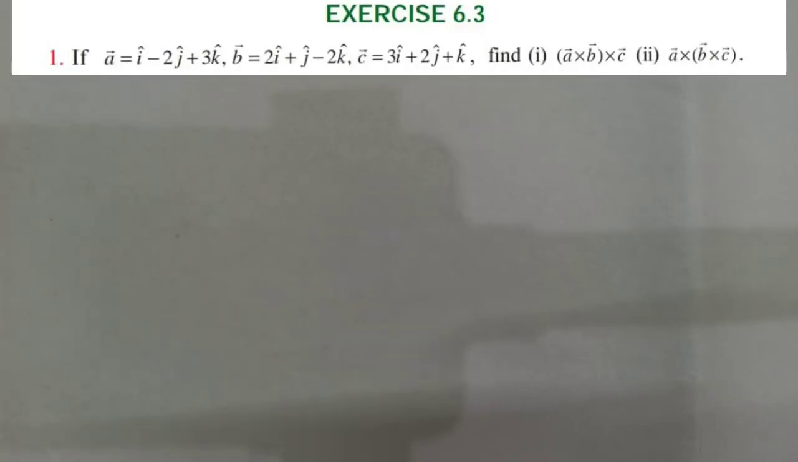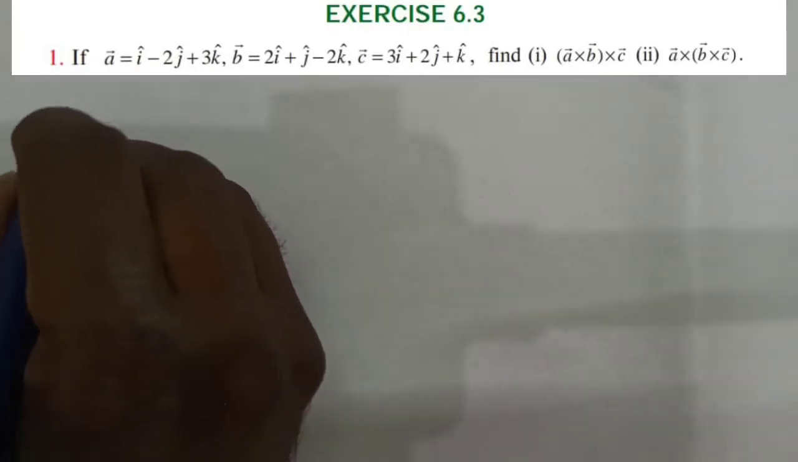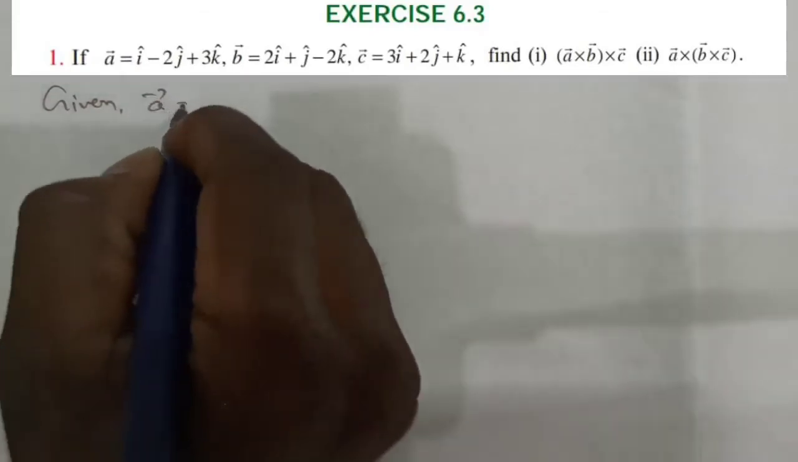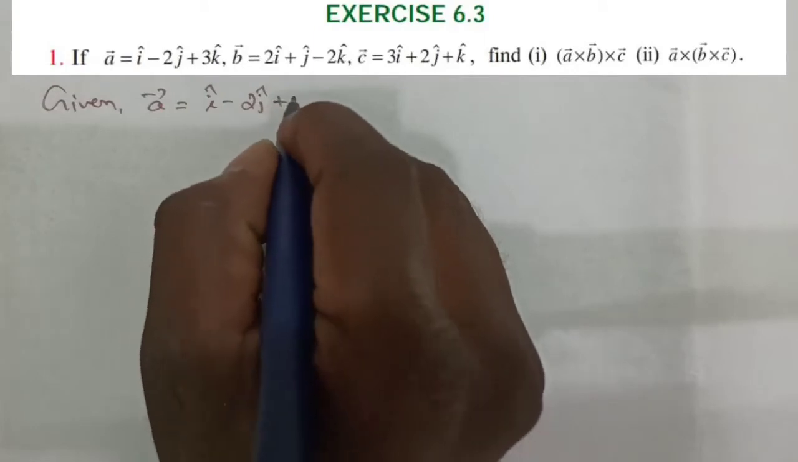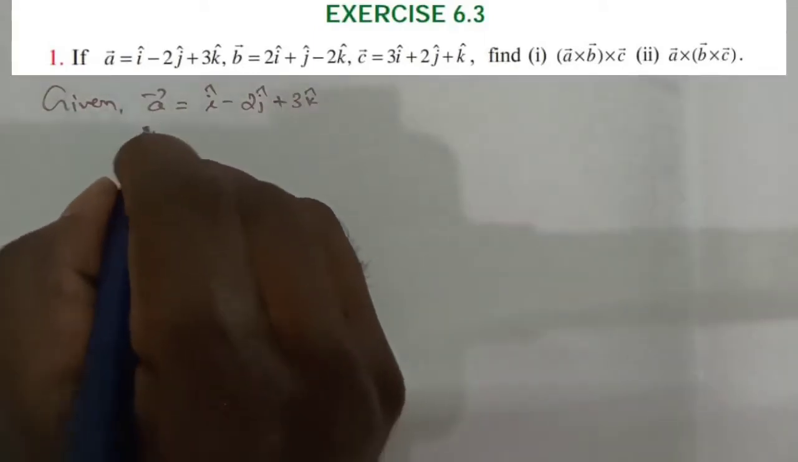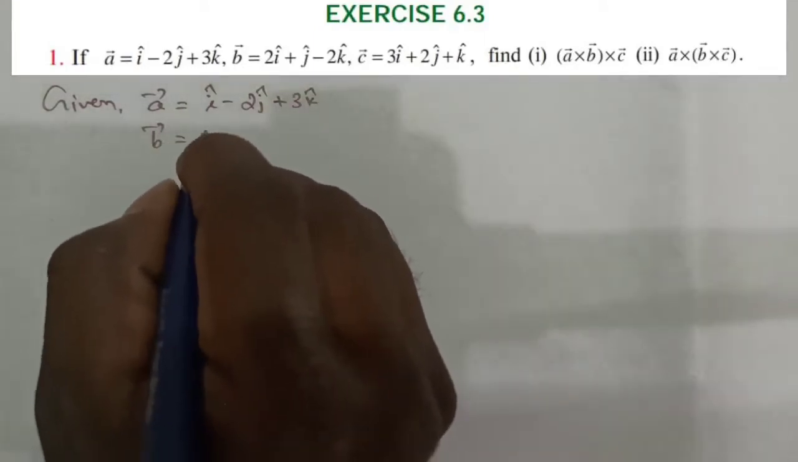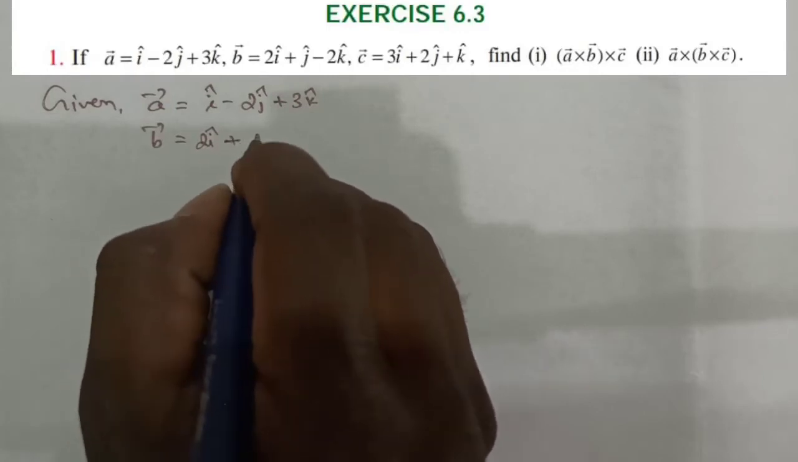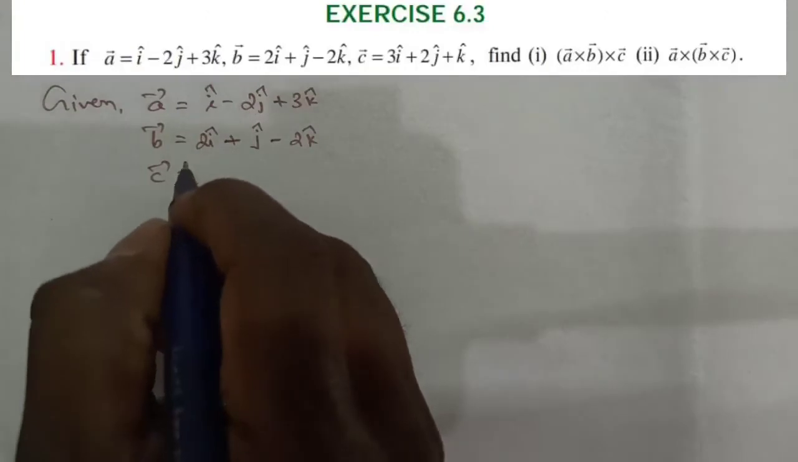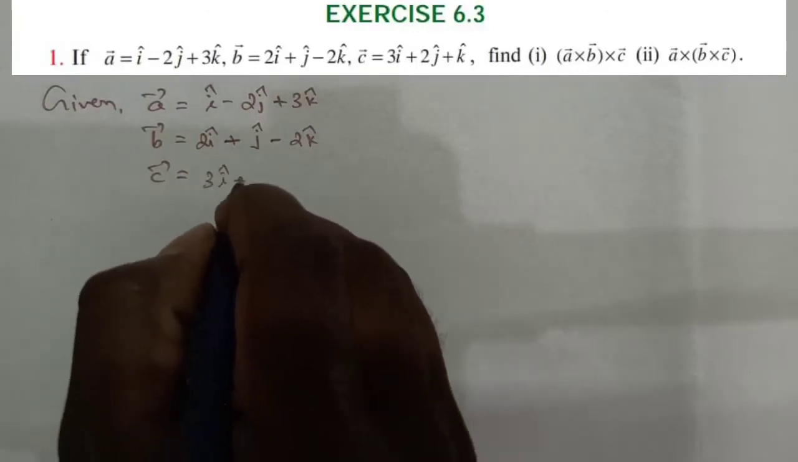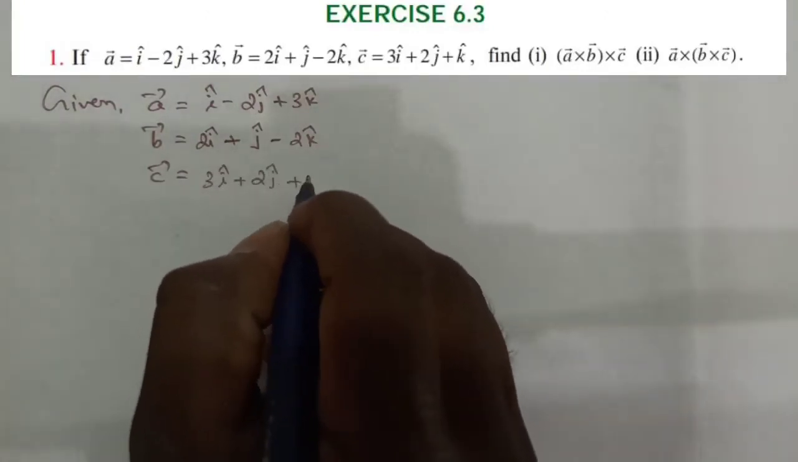Next, let me see the first problem in exercise 6.3. The question here: three vectors are given. The first one, a vector, is equal to i cap minus 2j cap plus 3k cap. Next, b vector is equal to 2i cap plus j cap minus 2k cap. Next, c vector is equal to 3i cap plus 2j cap plus k cap.